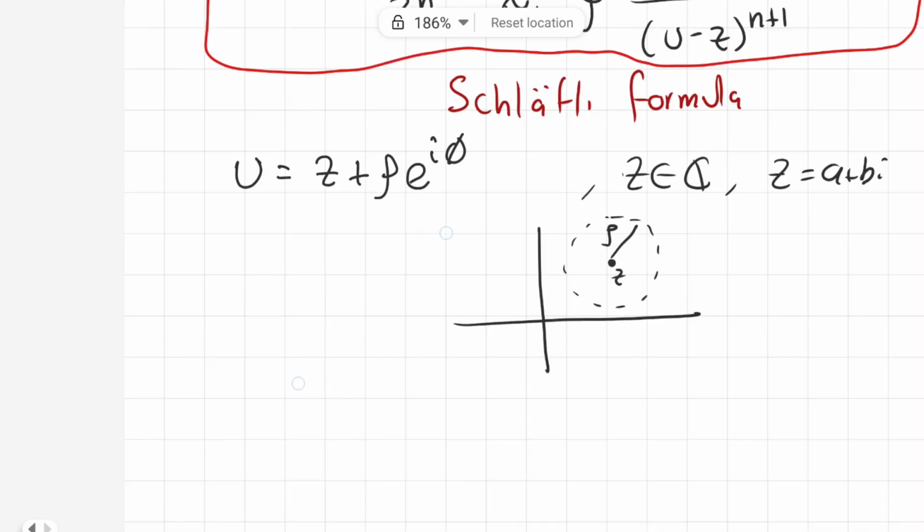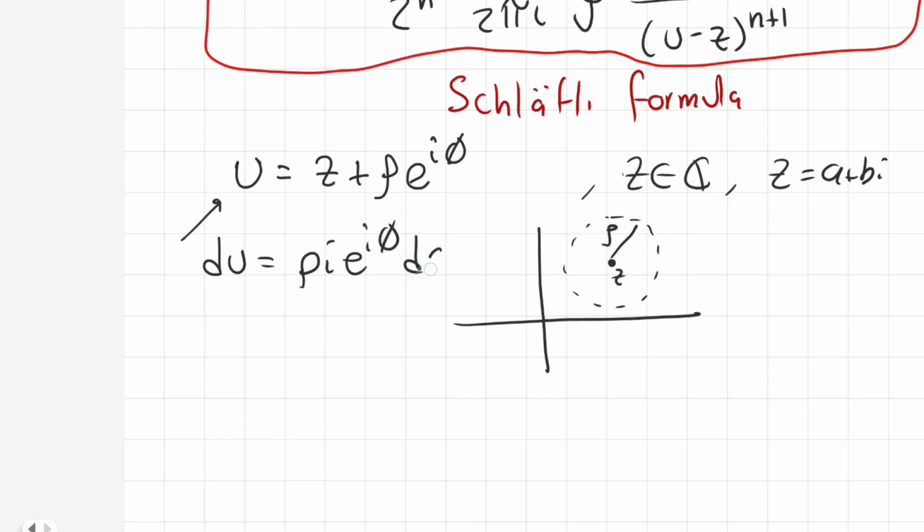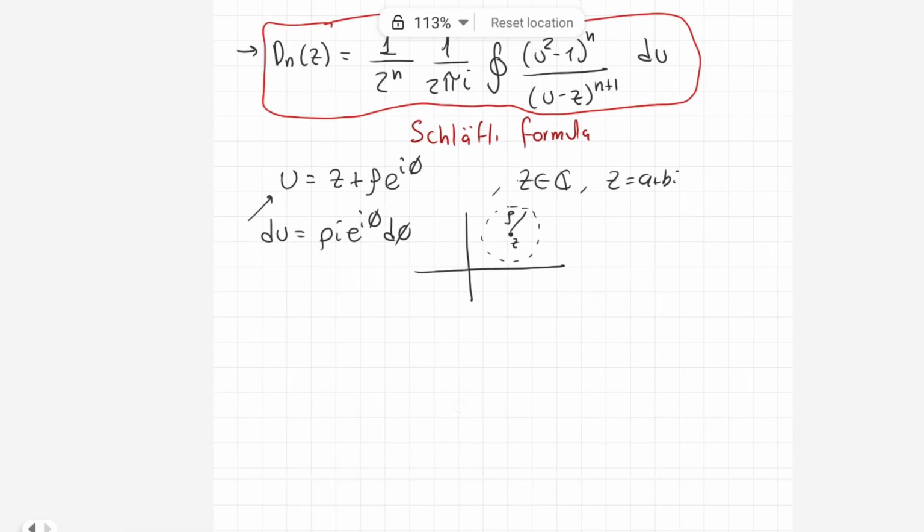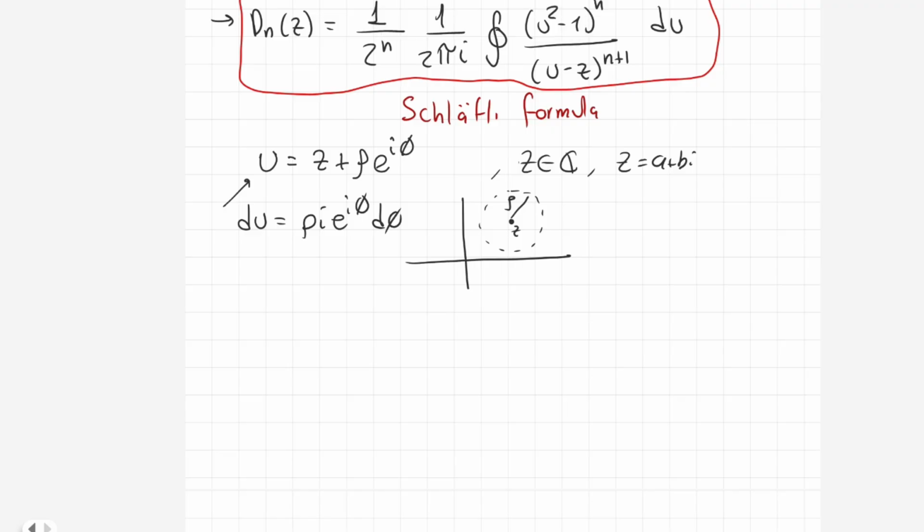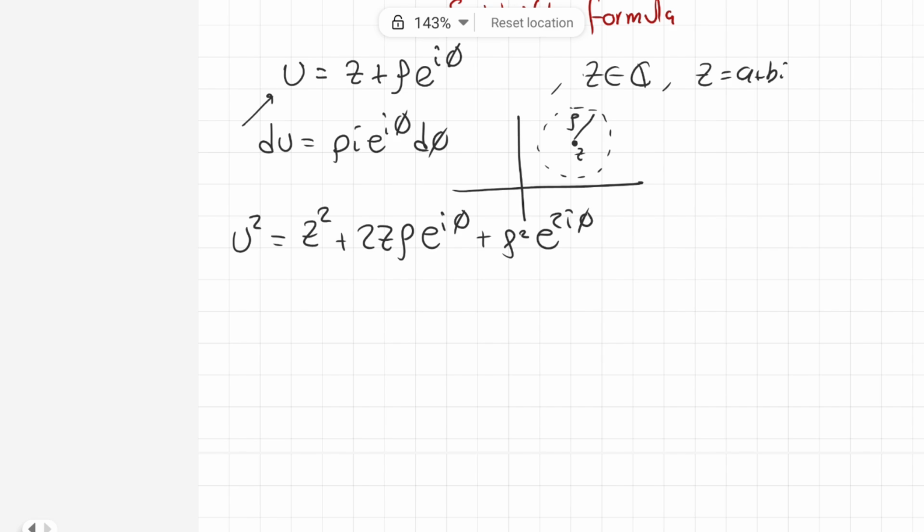So what are we going to get? Well, if we have the u variable, we can calculate the du element as rho i e to the i phi d phi just by taking the derivative, right? So what happens if we want to calculate u squared? That will be z squared plus 2z rho e to the i phi plus rho squared e to the 2i phi. Okay, so if we subtract 1 on both sides, we will get something like this.